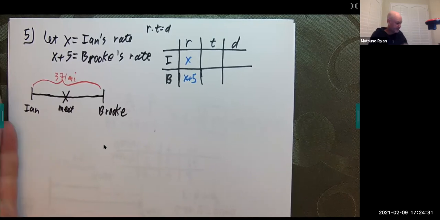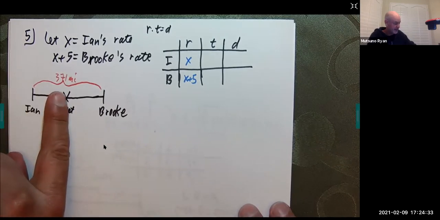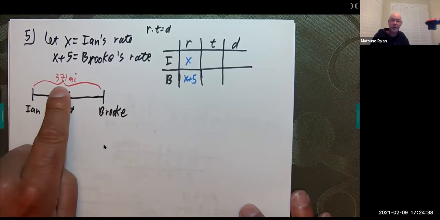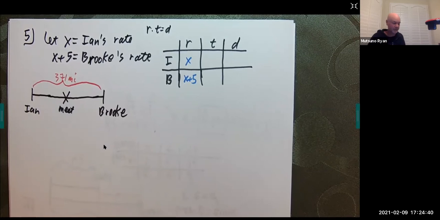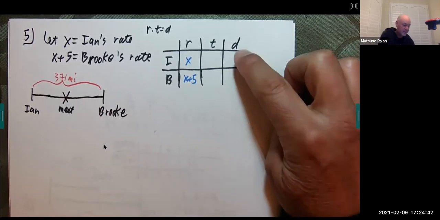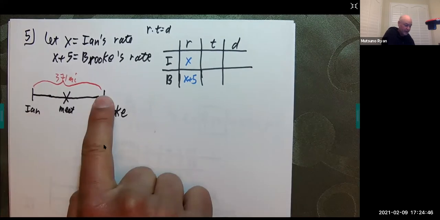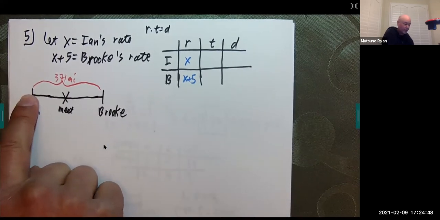Now, can you see if I take the distance that Ian goes and I add that to the distance that Brooke goes, I'm going to get a total of 371. Notice neither are going 371. So 371 is definitely not going here, because Ian didn't go that far and Brooke didn't go that far. They're both going a portion of that.